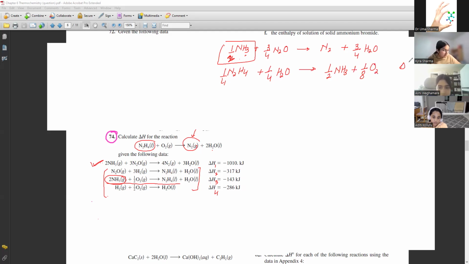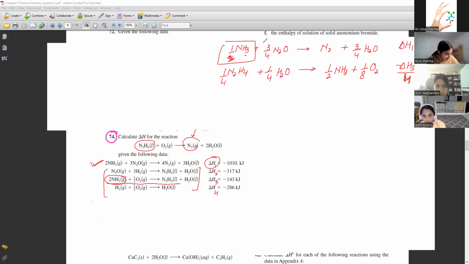And delta H3 divided by 4, and delta H1 divided by 4. You remember, delta H1 also divided by 4, sorry, yeah, the first one. Now you see here I'm using a very different technique because the other reactants and products are not helping me.